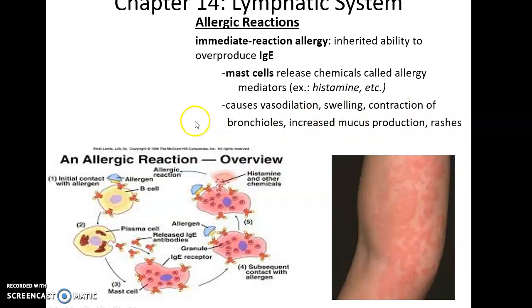Now, there are different ways you can have an allergic reaction. There's the immediate reaction allergy. This is where you have an inherent ability to overproduce IgE. IgE then causes mast cells to be activated and they release chemicals such as histamine that cause the symptoms of an allergic response, such as vasodilation, so you get a rash, swelling of that rash, and in the respiratory tract, the contraction of bronchioles, increased mucus production, and so on. So this is an immediate response to exposure to that allergen.